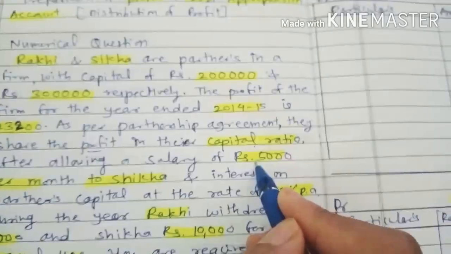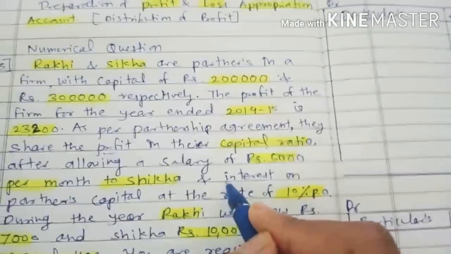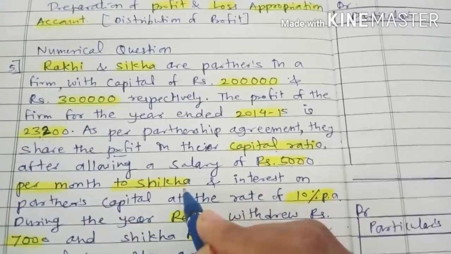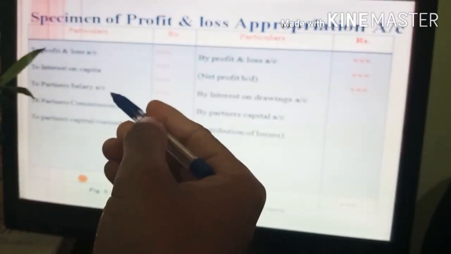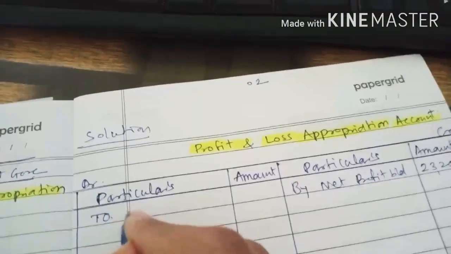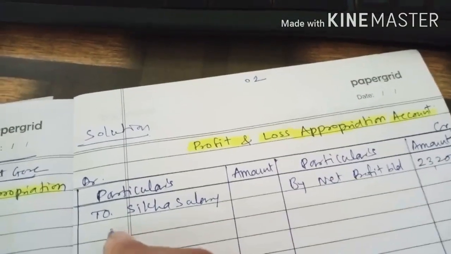After allowing salary of rupees 5,000 per month to Shika. Shika has to be paid rupees 5,000 per month salary. That is nothing but what? Partner salary is given. So partner salary, what to record where? Let's see here. Partner salary, which side? Debit side. So let us write here Shika's salary. So what is Shika's salary?